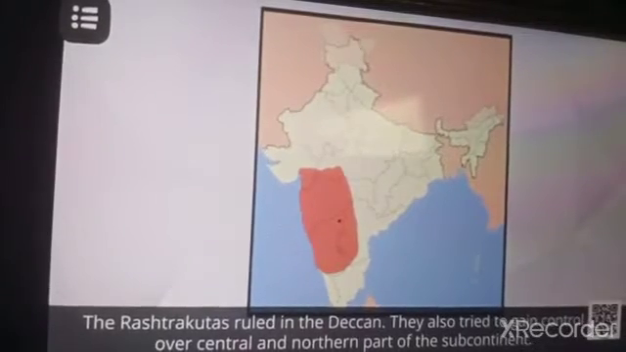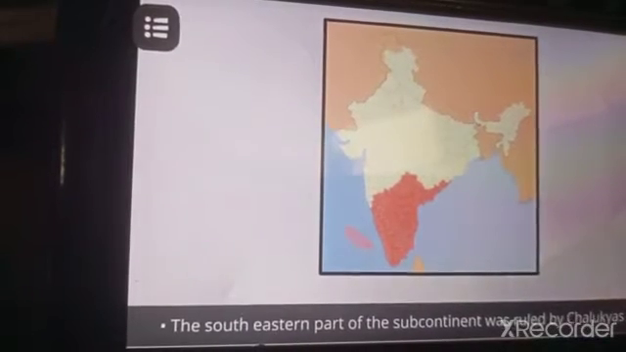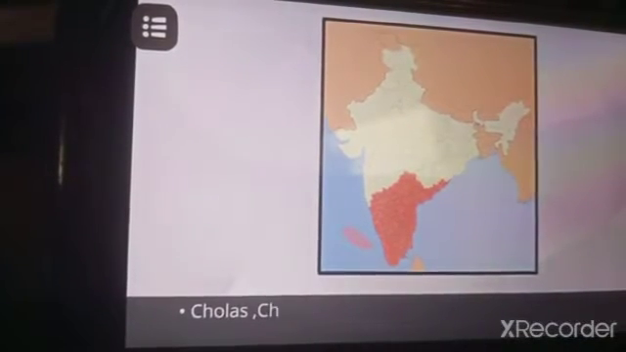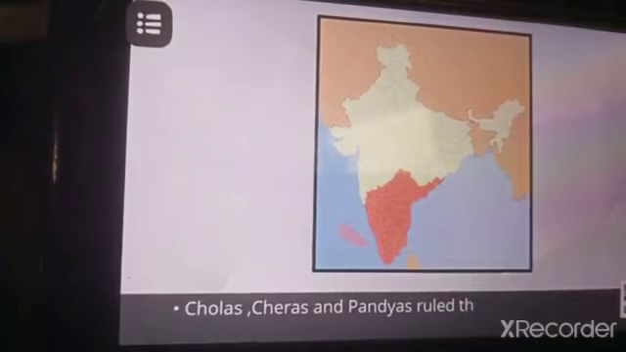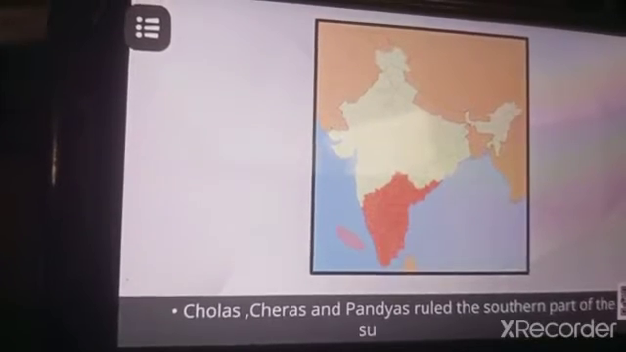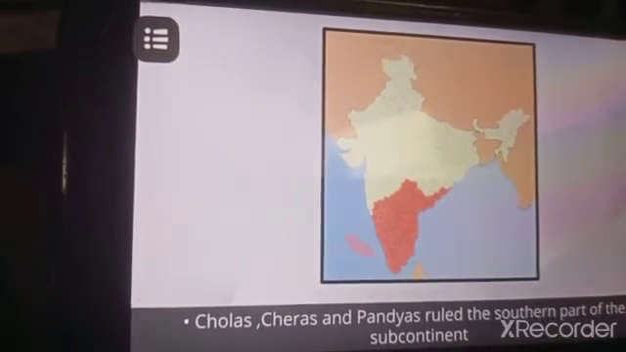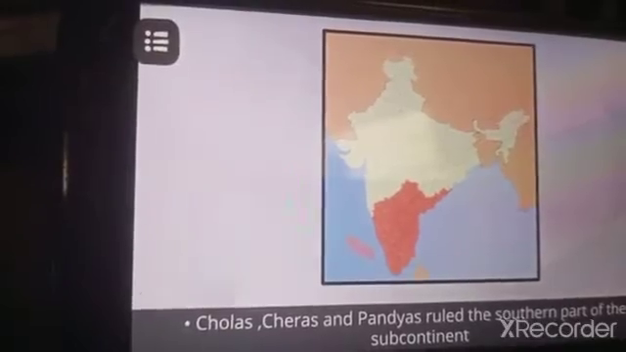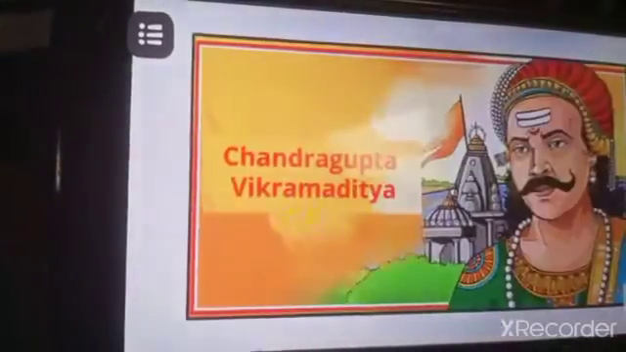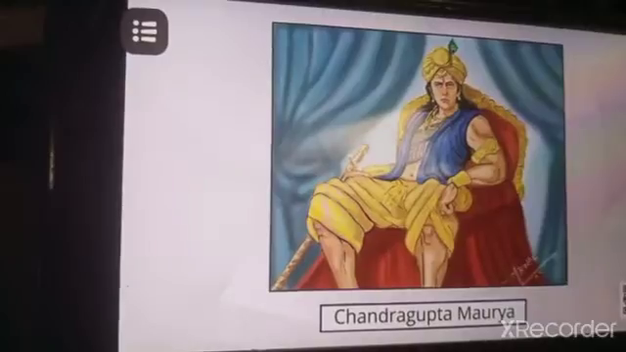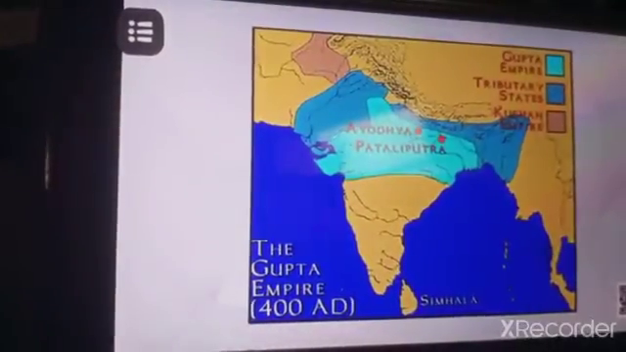They also tried to gain control over central and northern part of the subcontinent. The southeastern part of the subcontinent was ruled by Chalukyas, while Cholas, Cheras and Pandyas ruled the southern part of the subcontinent. Children, if you remember the kings that we read about last year, they established large empires.